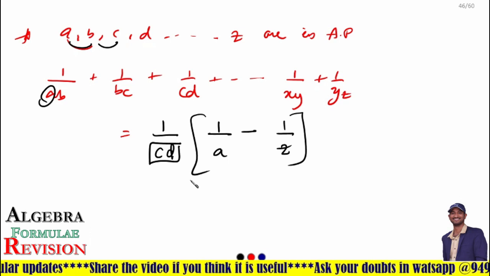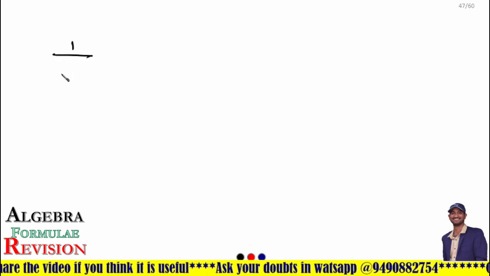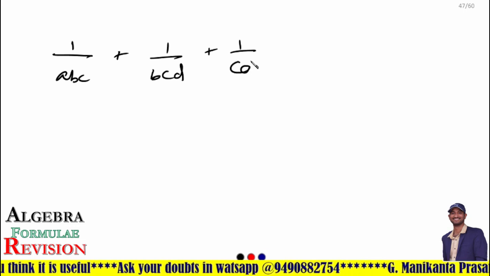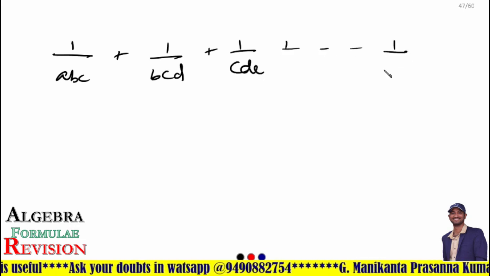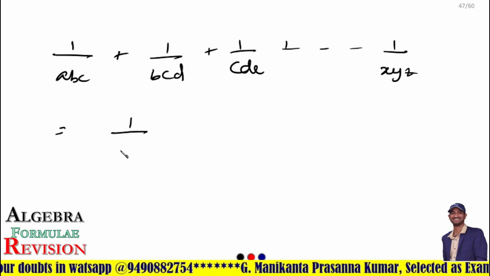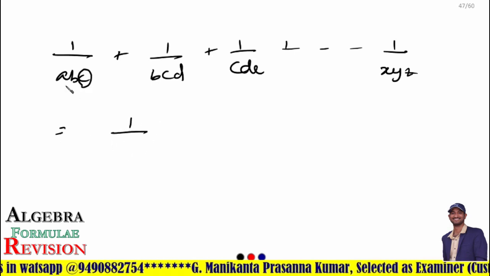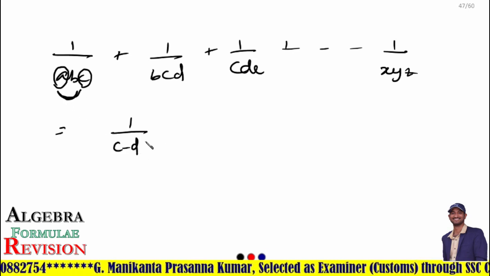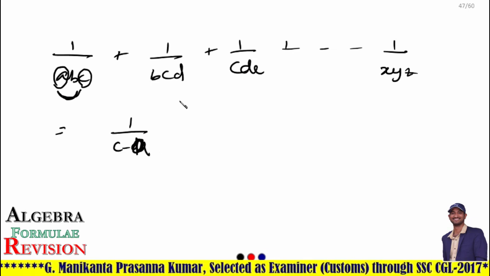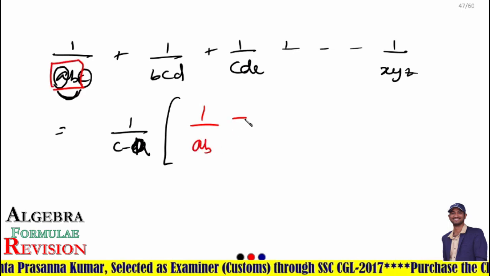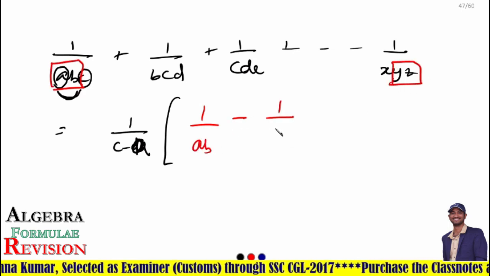Is it clear? Suppose there is multiplication of three numbers, same A, B, C, D and so on up to Z in AP, and 1 by ABC, three numbers taken, plus 1 by BCD plus 1 by CDE and so on, plus 1 by WXY plus 1 by XYZ. What is the value of this? 1 by C minus A. Here you have to take the last term and first term of these three numbers: C minus A, not the common difference. C minus A into 1 by the first two terms AB minus 1 by the last two terms YZ.